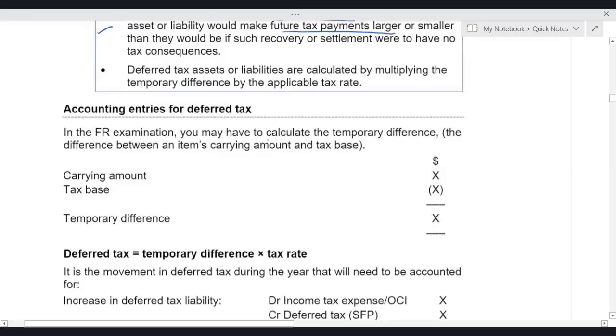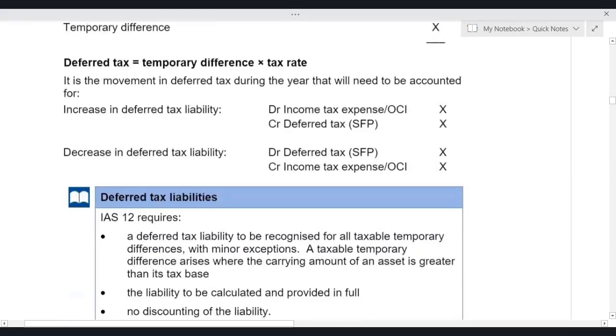In the FR examination, you may have to calculate temporary differences: carrying amount, tax base, we know this. Increase in deferred tax liability: income tax expense debit, deferred tax liability credit. If the liability reduces, then debit deferred tax liability. And deferred tax asset, debit your deferred tax asset and reduce income tax expense. Or you can do this: if your deferred tax liability is reduced, simply debit the deferred tax liability. Reduction in deferred tax liability is debited and income tax expense will be credited.